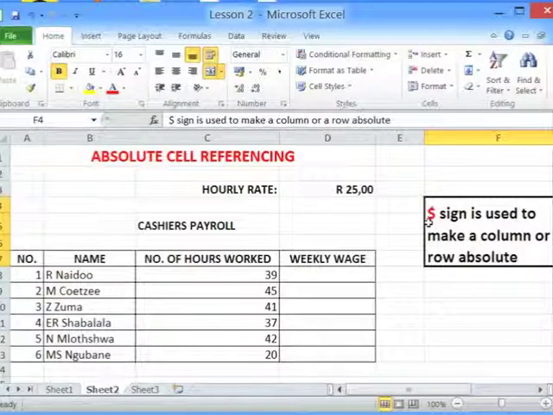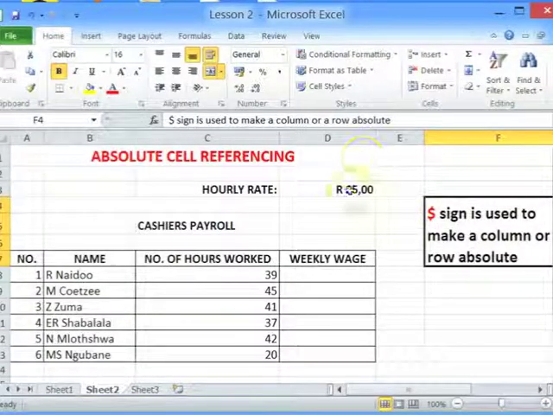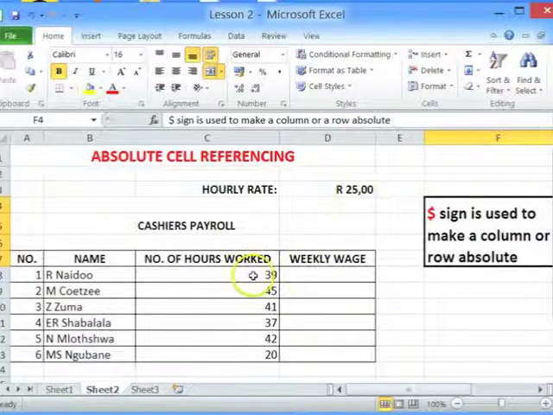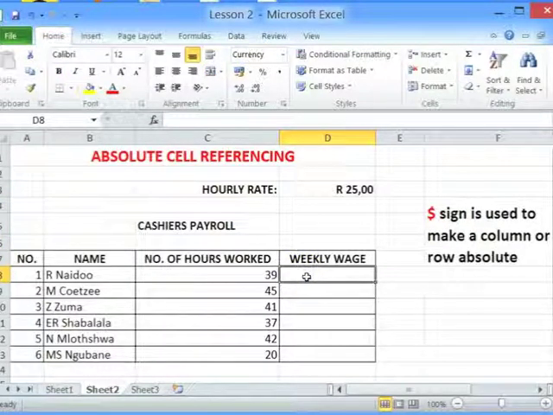Looking at our example here, we're looking at a cashier's payroll, and each cashier is paid 25 rands per hour. So the hourly rate is 25 rands per hour, and we have a column that has the number of hours worked by each employee. So R. Naidu has worked for 39 hours in the week, and we want to calculate R. Naidu's weekly wage. The weekly wage will thus be 39 hours times the hourly rate, which is 25 rands.